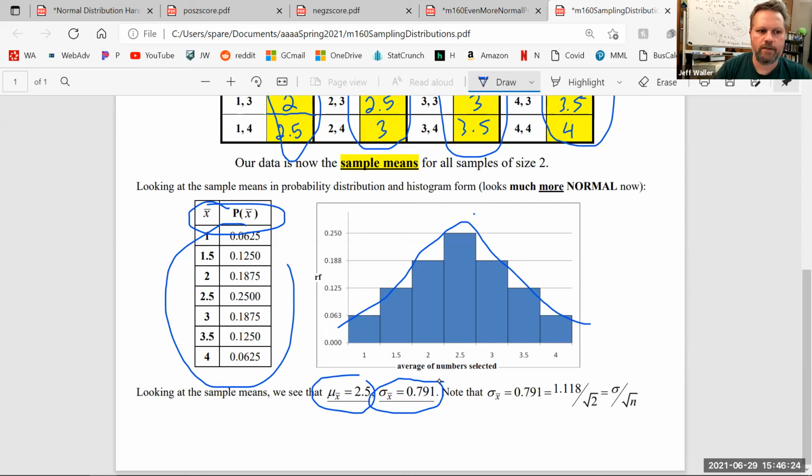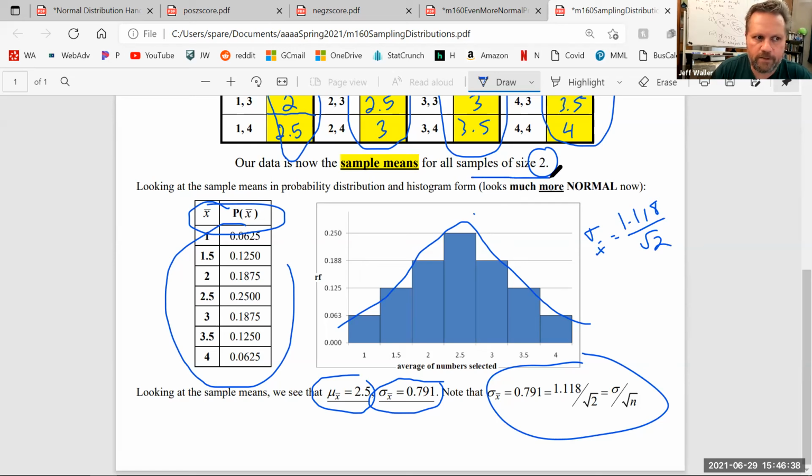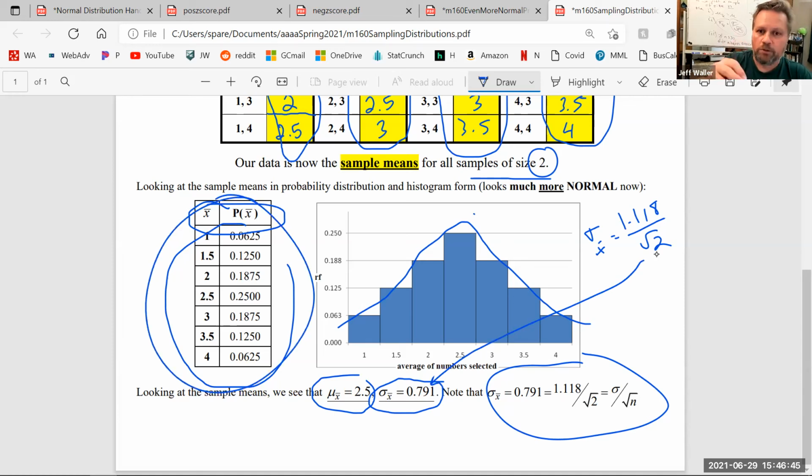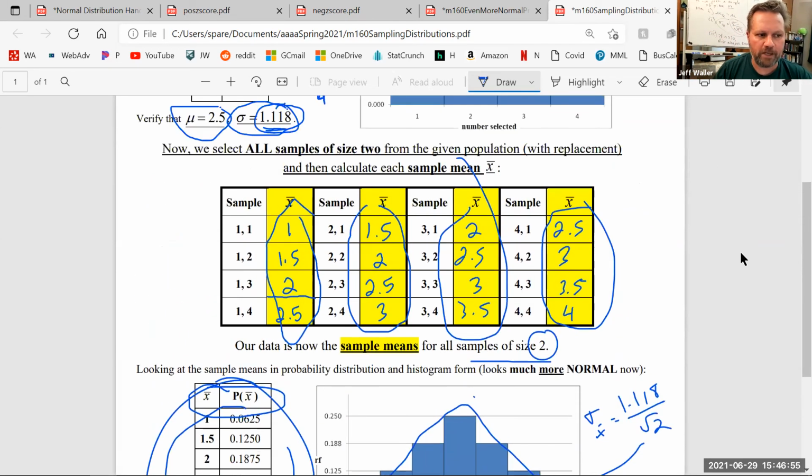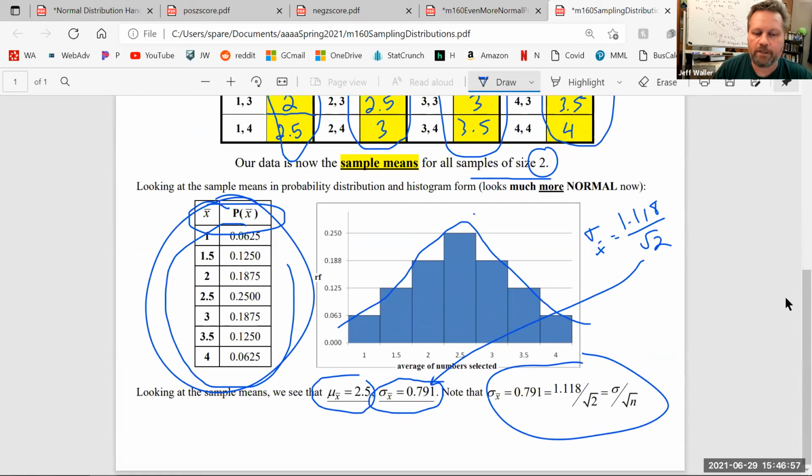Now let's check this out. What was the sample size? 2, right? So if I do this formula, I've got it written right here, 1.118 is what sigma was, divided by the square root of 2. Where did the 2 come from? Because the sample size is 2. I do get 0.791, which is what the new standard deviation is. The formula does work. It would obviously be harder if I made a bigger sample size, but it would come out the same way.